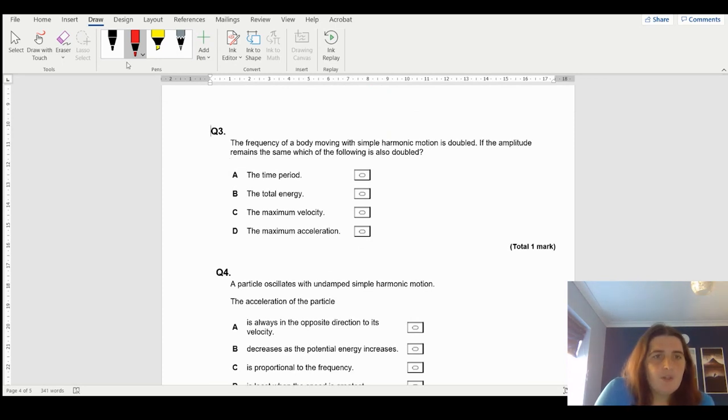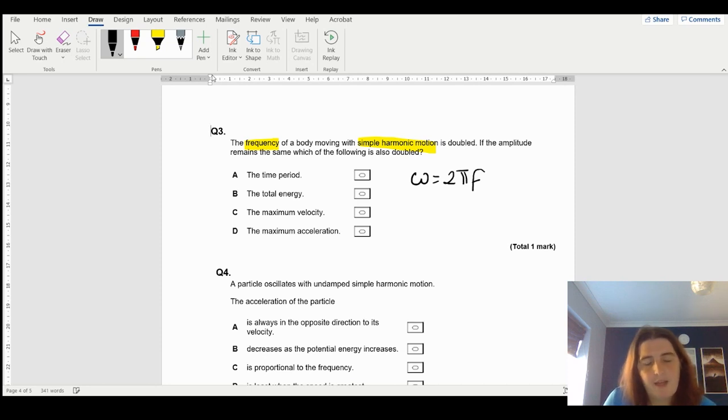The frequency of a body moving in simple harmonic motion is doubled. The amplitude remains the same. What is also doubled? When I see the word frequency and I see SHM or circular motion, I immediately write this down.